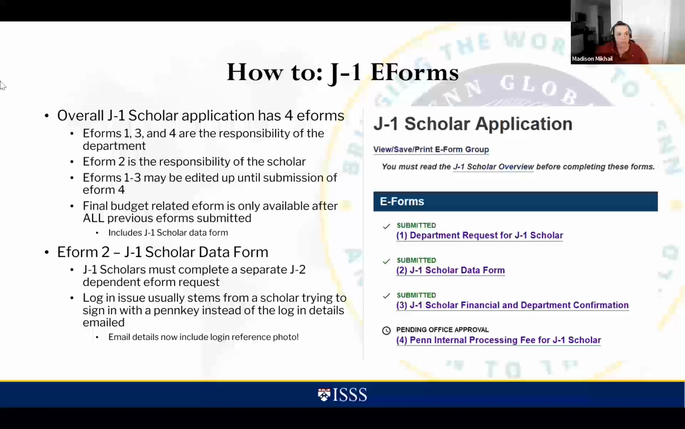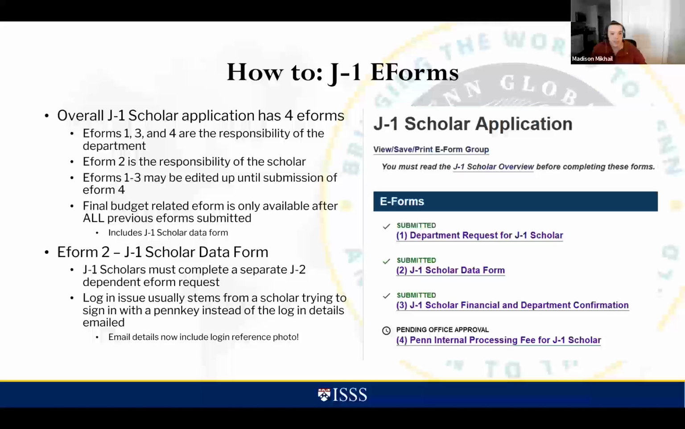Okay. So for J's, a little bit similar to the H, but instead of 5 e-forms, because with the J's, you don't have a printable document option you got to deal with at the end and upload, there are 4 e-forms. E-forms 1, 3, and 4 are something that the department rep or BA is going to be filling out. E-form 2 is the responsibility of the scholar.